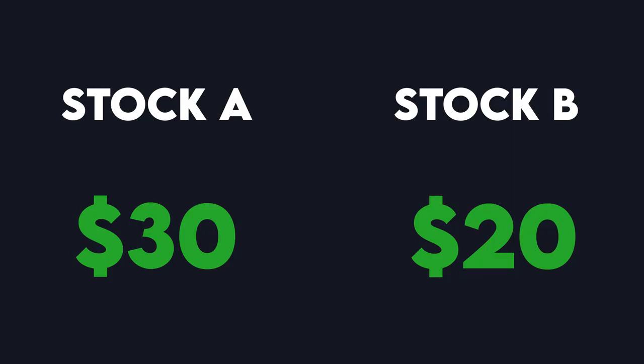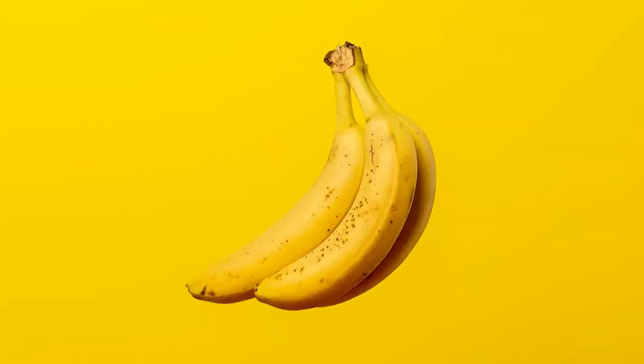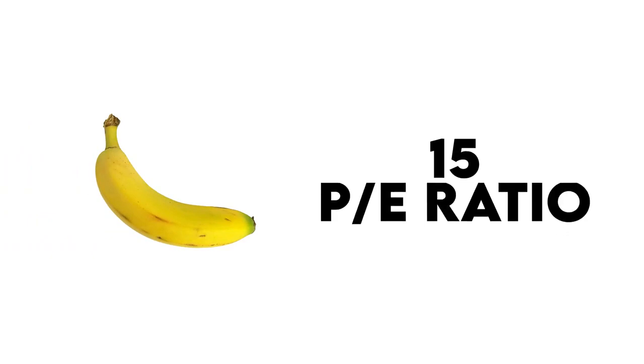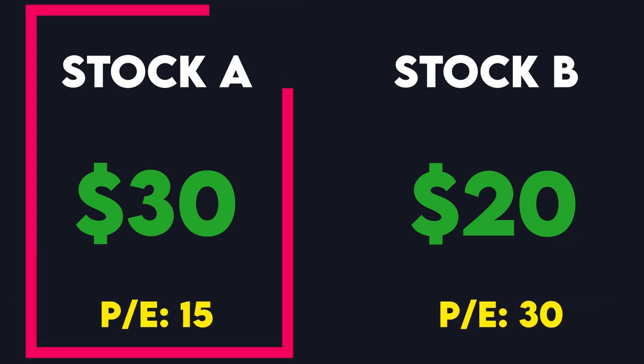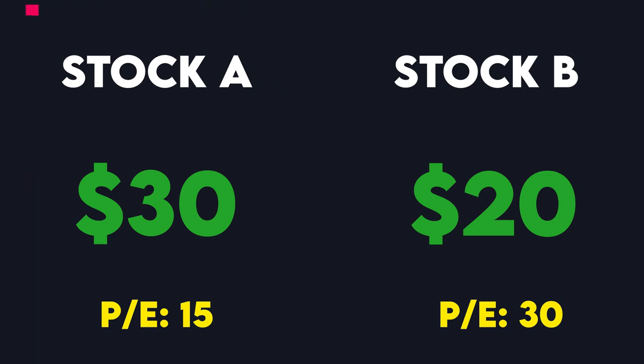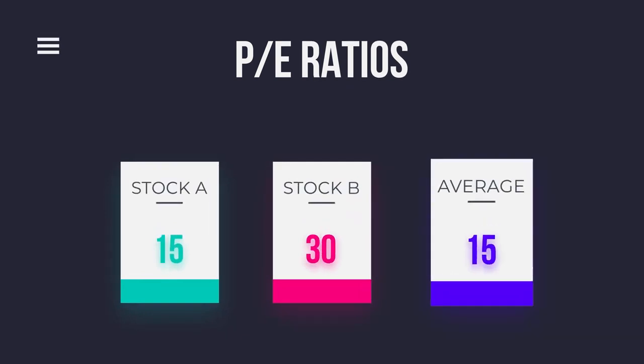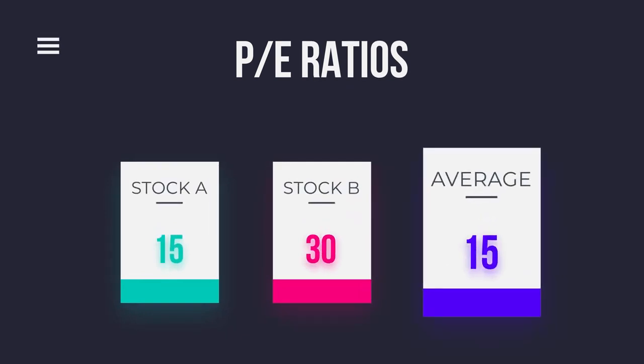So let's say these two companies are both in the banana industry. I don't know. And the average banana company has a PE ratio of 15. Let's say company A's PE ratio is 15 and company B has a PE ratio of 30. Company A is actually in a way a lot cheaper, even though its stock price is higher, because it has a lower PE ratio, basically saying we're paying less for every dollar of its current earnings. This is why it's usually good to compare a company's PE ratio with the sector's average.